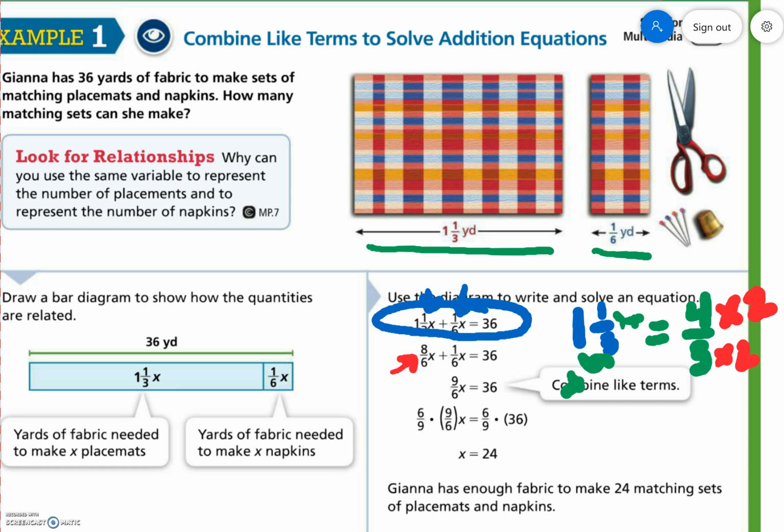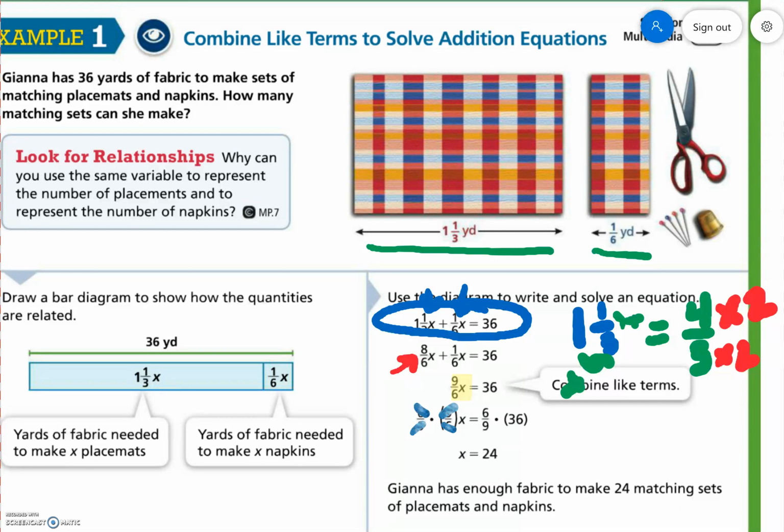So we got 8/6 x plus 1/6 x. Now they're both under 6, so we can combine them. 8/6 plus 1/6 is 9/6. So 9/6 x equals 36. Now, our whole point is just to get this x alone, so in order to get rid of the 9/6, we're going to multiply by the reciprocal. Remember, the reciprocal or the multiplicative inverse is how we get them to cancel out. So 6/9, because the 6's will cancel and the 9's will cancel.